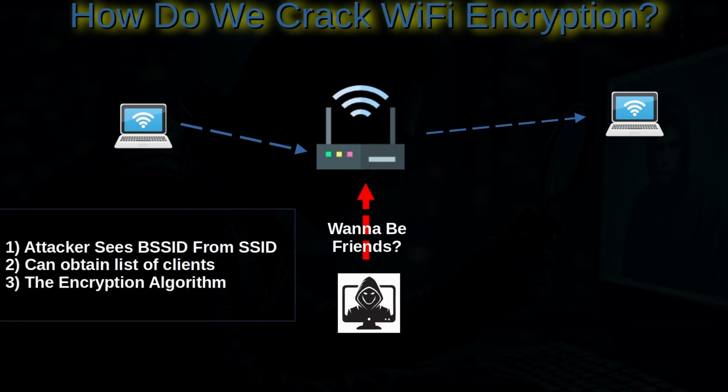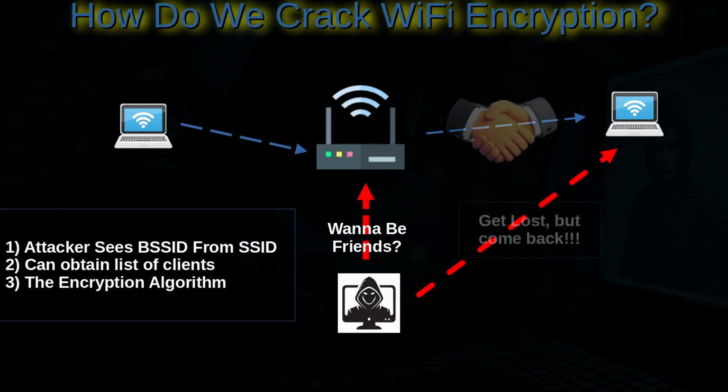In this instance, what the attacker is going to see and look for is the BSSID from what's being broadcast from the SSID, if that's available. If not, we will still see the BSSID. So from this point, we can see that there's two clients associated with this network, and we can see the encryption algorithm that's used. So let's say we target the dude on the right.